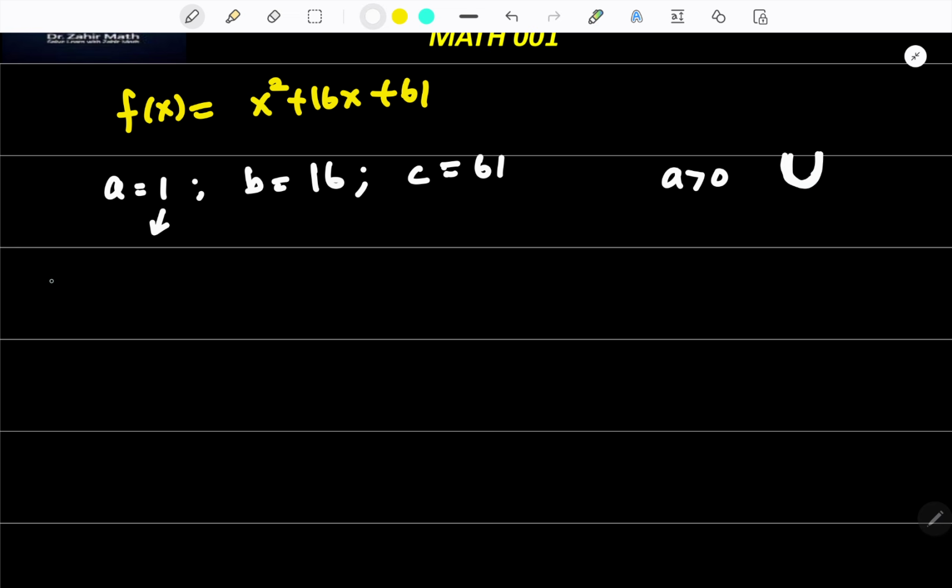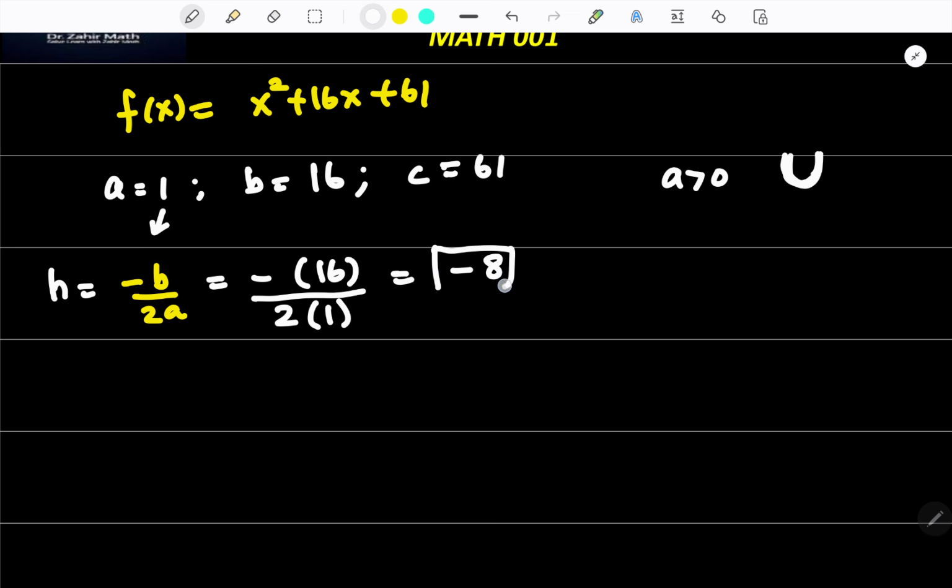Keep in your mind. Let us find the value of h. What is the formula for h? Minus b by 2a. So this is equal to minus 16 divided by 2 into a. 2 into a is what? 2 into 1, which is equal to what? Minus 8. So h is equal to minus 8.